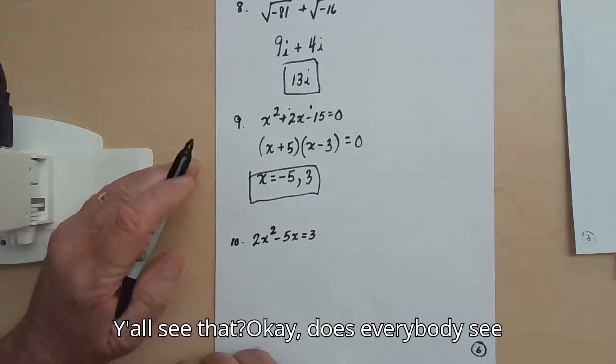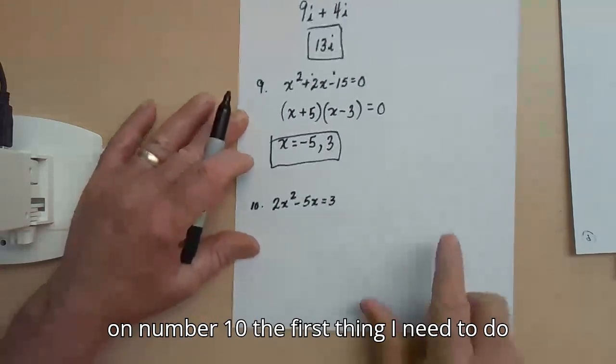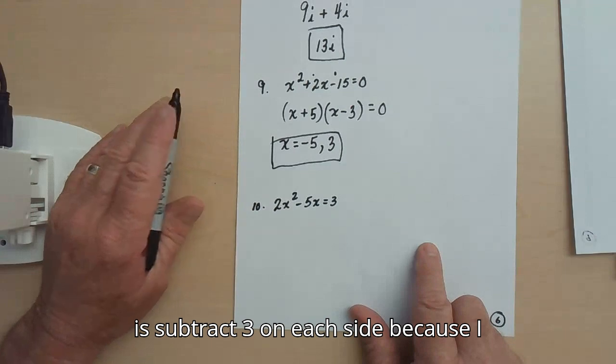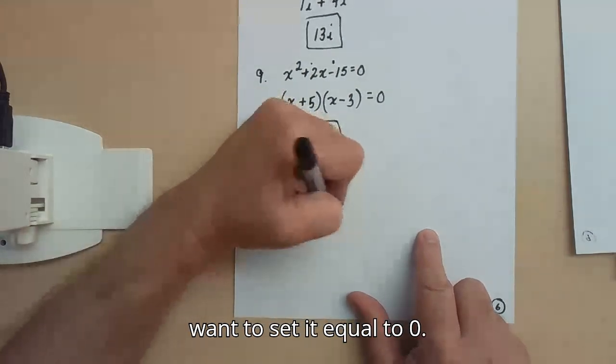Y'all see that? Okay, does everybody see on number 10, the first thing I need to do is subtract 3 on each side because I want to set it equal to 0.